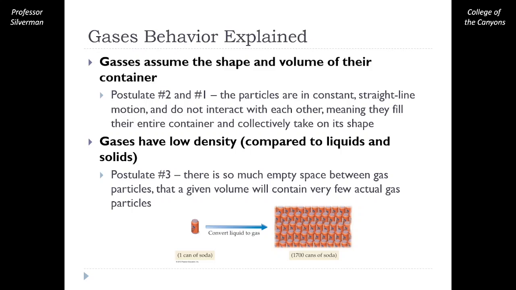We also know that gases assume the shape and volume of their container. This is because of postulates number 1 and 2. Our gases are just traveling in a straight line until they hit the side of the container. That means they are going to keep moving until they fill up the entire container. When they do bump into things, they don't stick to it or attract or repel. They just bounce right off, which leads to our intuition about why our gases take on that shape and volume.